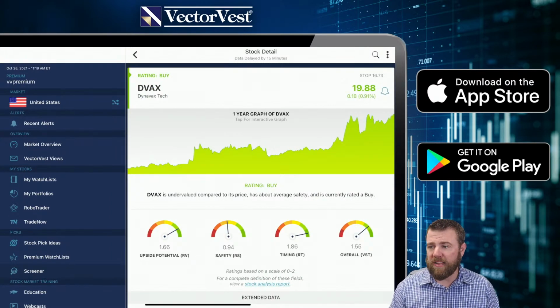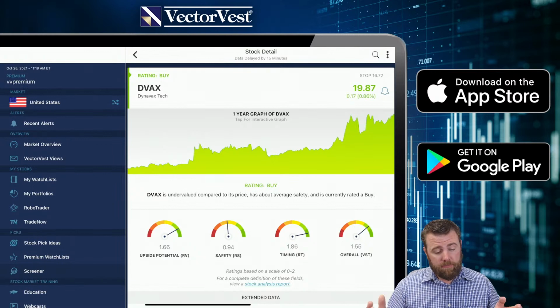DVAX, somebody was asking about this one earlier. Somebody mentioned this one earlier. DVAX, great long-term potential, but does have a little bit more risk associated with it than the average stock out there. Looking at the timing, 1.86, an extremely strong uptrend. So overall, this stock is definitely favorable.